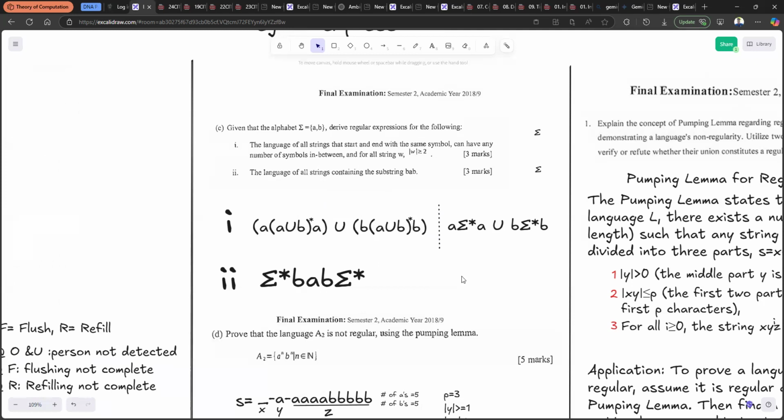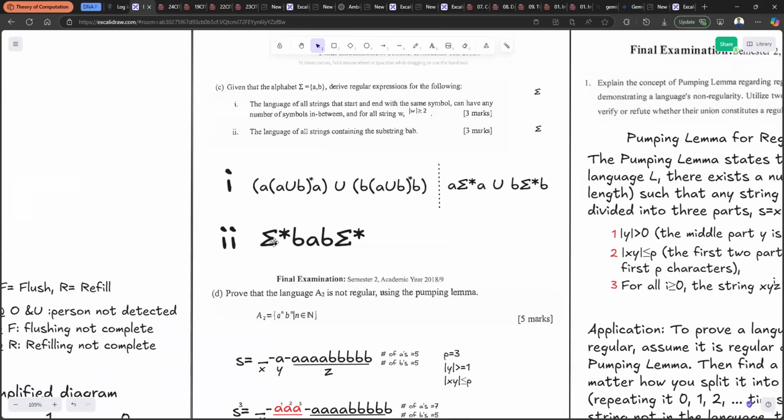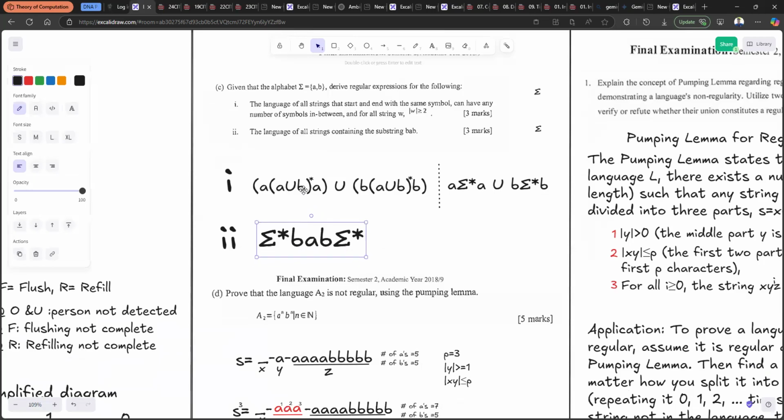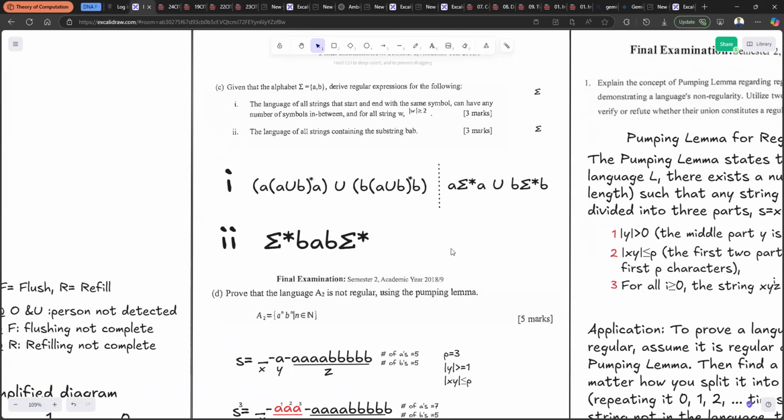The second one is the language of all strings containing the substring BAB. Now this one is actually quite easy because instead of saying A union B, we just say sigma, which is just the alphabet symbol. So we say sigma Kleene star, which means 0 or more, BAB, sigma Kleene star, 0 or more, right? So you can either have BAB, or it starts with anything, has BAB, and ends with anything or nothing. So you can also use that instead of saying (A union B) Kleene star in brackets.